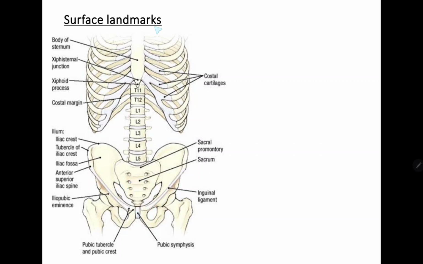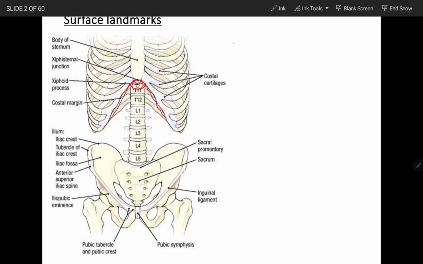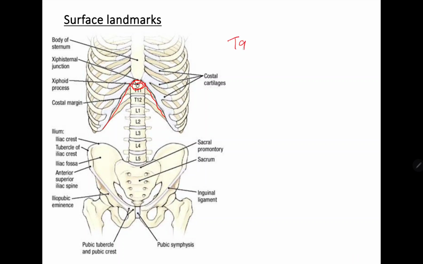Now let us see some of the surface landmarks. The first thing which is visible on the anterior abdominal wall is a bony landmark, that is the xiphoid process. Remember, xiphoid process lies in the median plane at the apex of the subcostal angle. So this is the subcostal angle, the angle which is formed here. Remember this xiphoid process lies at the level of 9th thoracic vertebra, T9. Remember this point, T9.